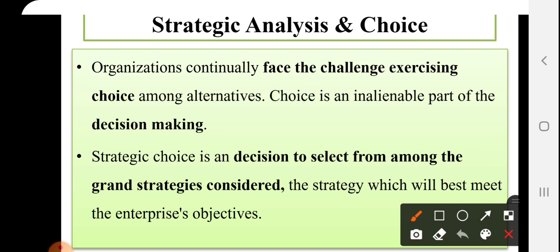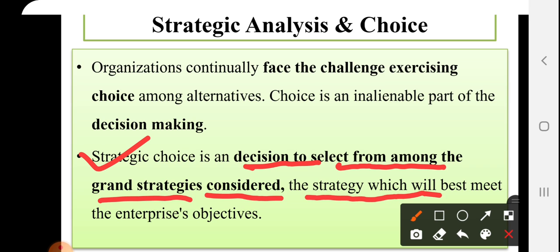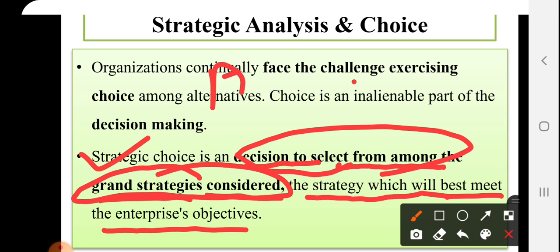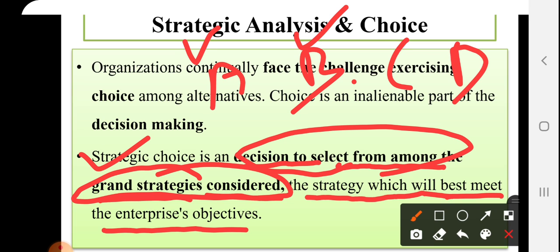Then strategic choice is a decision to select among the grand strategies, considering the strategies which will best help meet the enterprise objectives. Either we go for A strategies, B strategies, C strategies or D strategies, or we look at A and B both, or C and D strategies. A decision among all these alternative strategies, which will help to achieve organizational objectives in a great way.